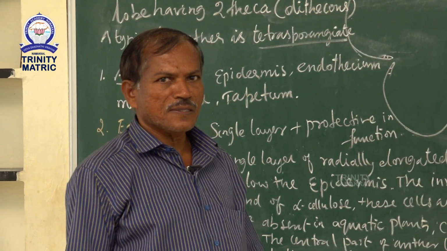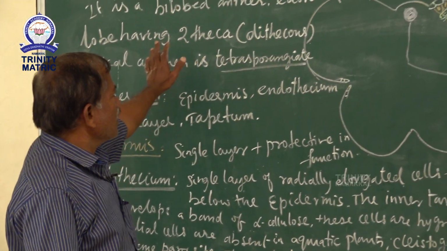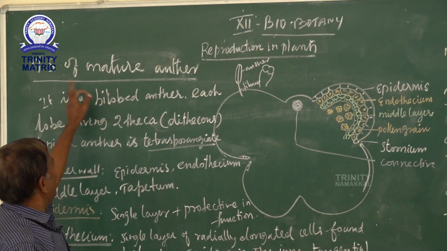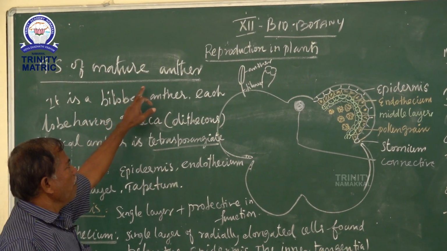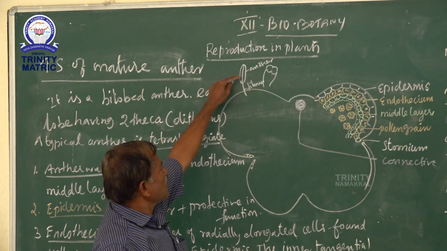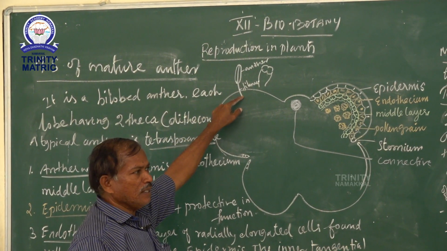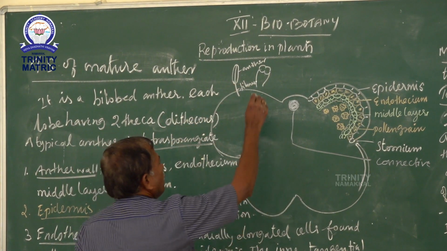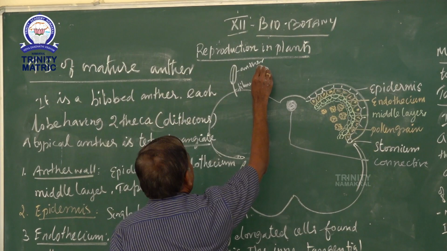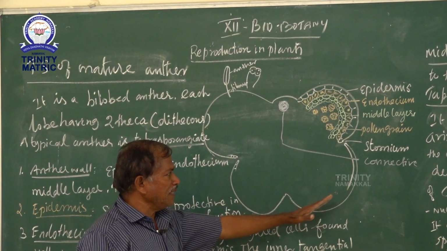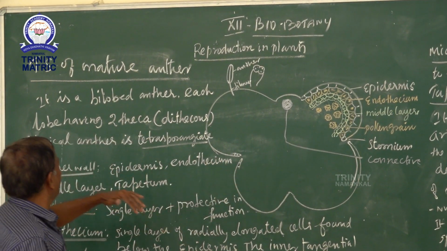So now we will see the transverse section of anther. That means TS, a transverse section of a mature anther. I already told you that each stamen consists of an anther and a filament. Anther is the fertile region. So how does the anther look when cut in a transverse section? What are the parts, and what changes occur in the anther? We will see one by one.